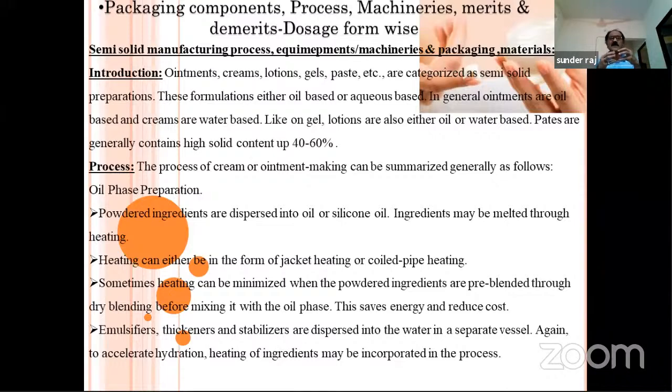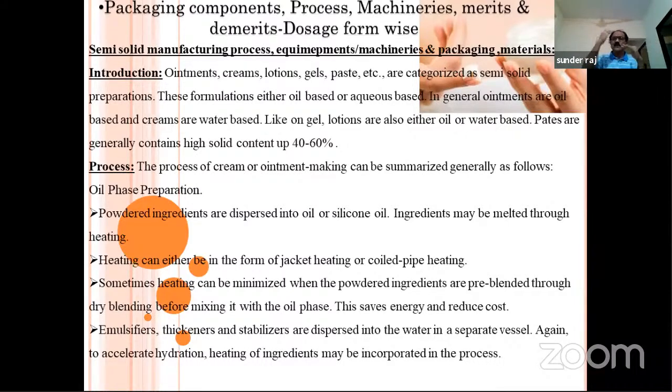This formulation is either oil-based or aqueous-based, as these are emulsion-based, either water in oil or oil in water, or simple aqueous-based. In general, ointments are oil-based, and creams and lotions are aqueous-based. Most pastes are aqueous-based only, and they have high solid content, more than 40% solids.